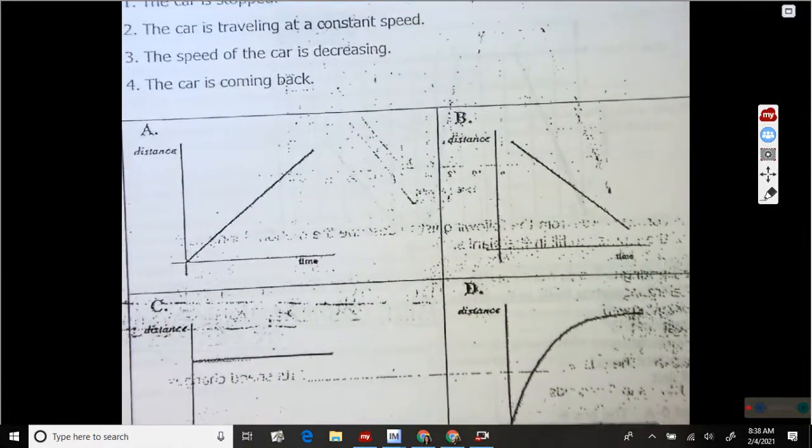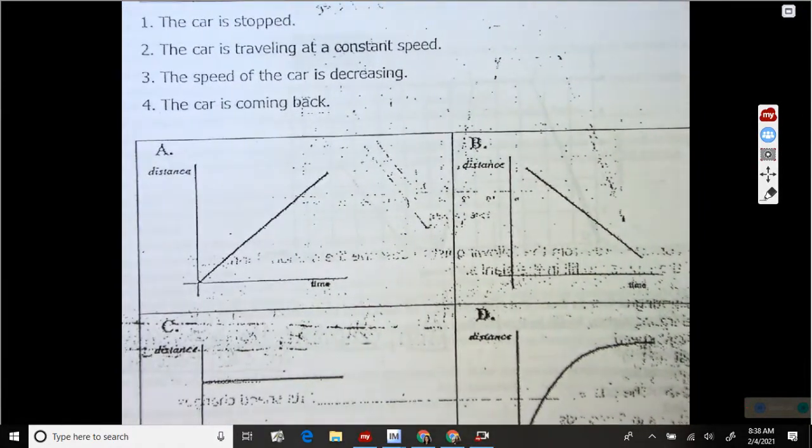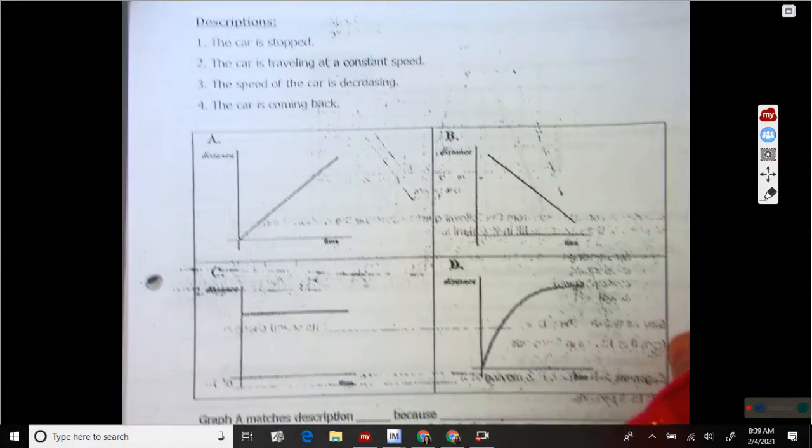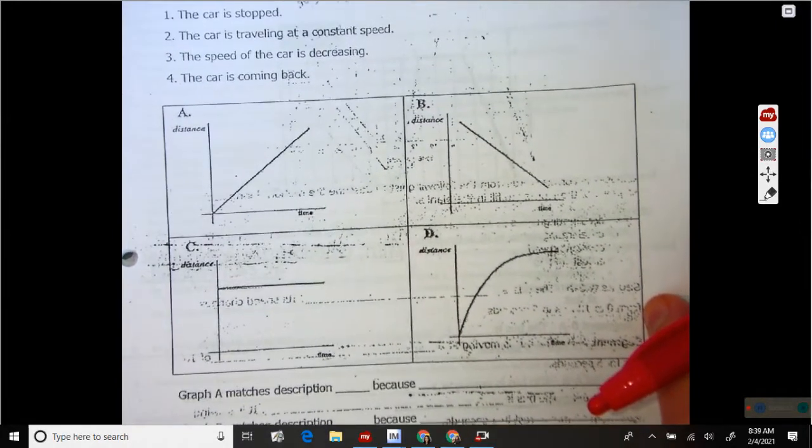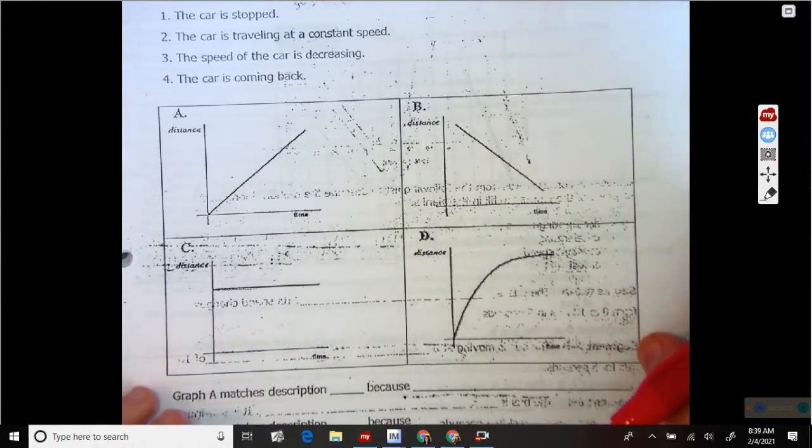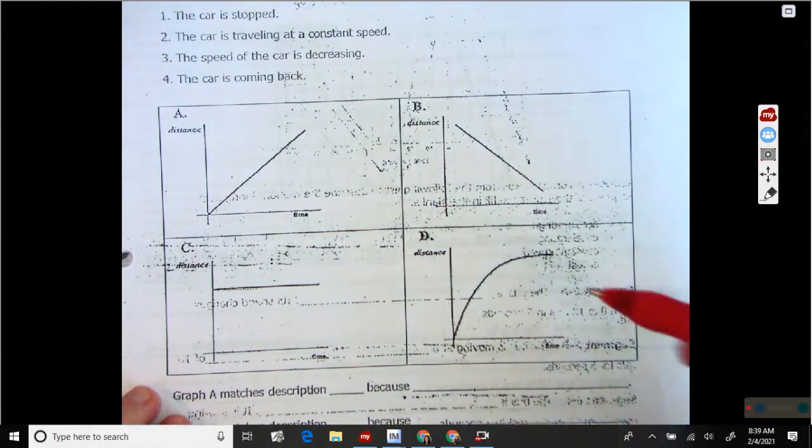You're increasing your speed. So let's do some practice. We have 4 descriptions up here at the top. We have the car is stopped, the car is traveling at constant speed, the speed is decreasing, and the car is coming back. Okay, so look at that and see what you think.